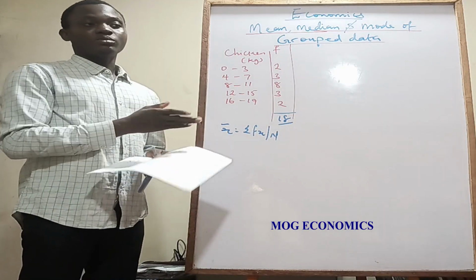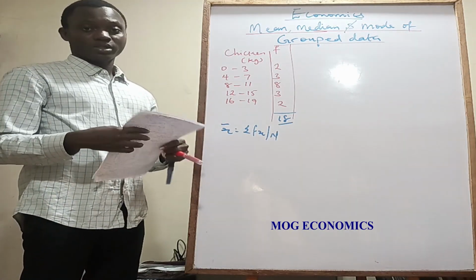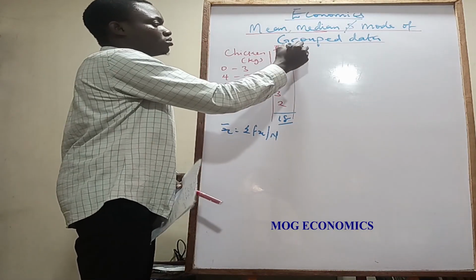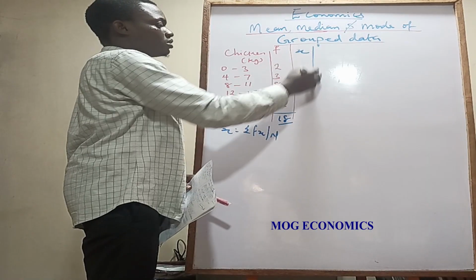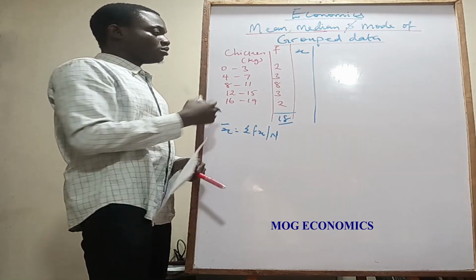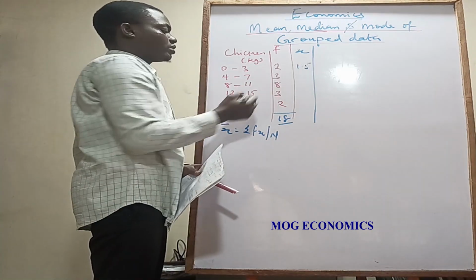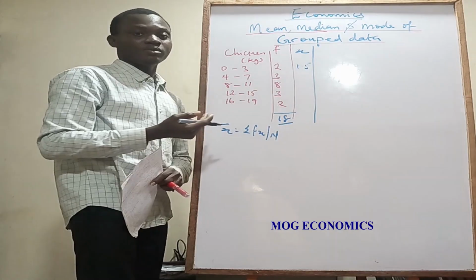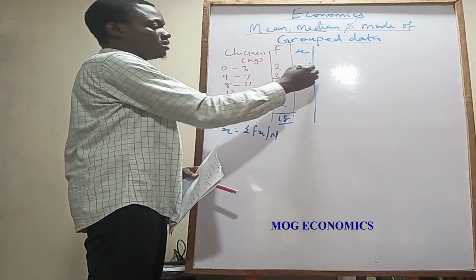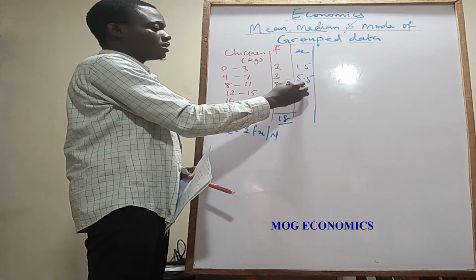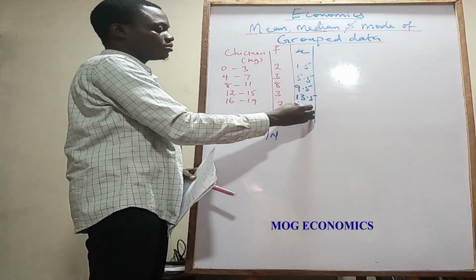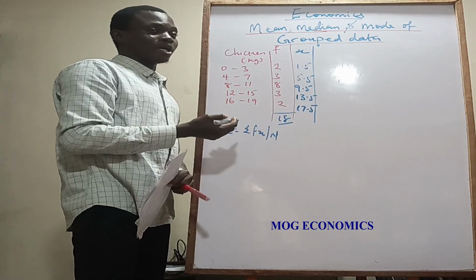X in a group data is the midpoint. Thankfully we've discussed midpoint before, so just call it x, the midpoint. So how do we get that? 0 plus 3 divided by 2, remember, right? So 3 divided by 2 is 1.5. 4 plus 7 is 11. 11 divided by 2 gives us 5.5. So what's the difference? The difference is 4, so just continue. 9.5, 13.5, 17.5.